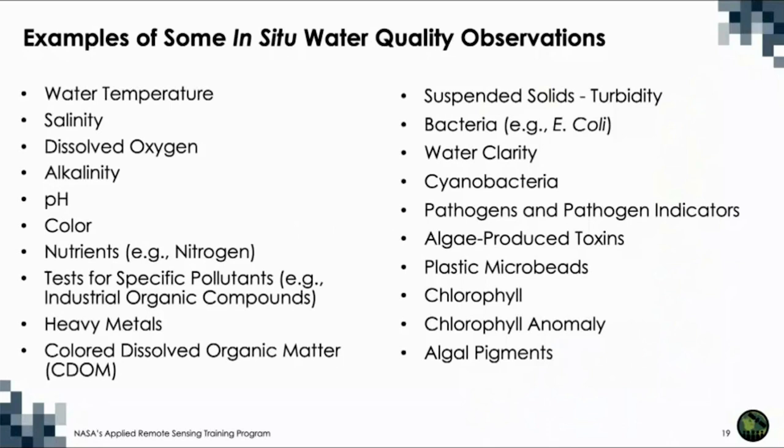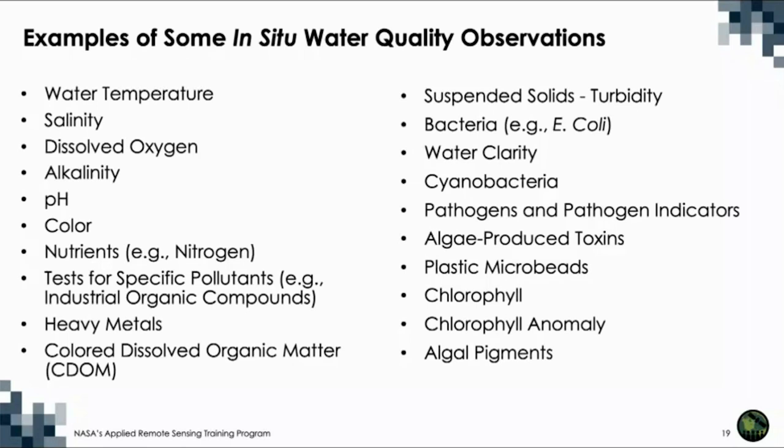Examples of some in-situ water quality parameters are given here. The United States Environmental Protection Agency, U.S. Geological Survey, and NOAA collect water samples and measure some of these quantities. Going through the list here: water temperature, salinity, dissolved oxygen, alkalinity and pH, water color, nutrients such as nitrogen, tests for specific pollutants such as industrial organic compounds, heavy metals, colored dissolved organic matter, suspended solids, which cause turbidity, bacteria such as E. coli, water clarity, cyanobacteria, pathogens and pathogen indicators, algae producing toxins, plastic microbeads, chlorophyll and other pigments. Some or all of these parameters are measured in situ.